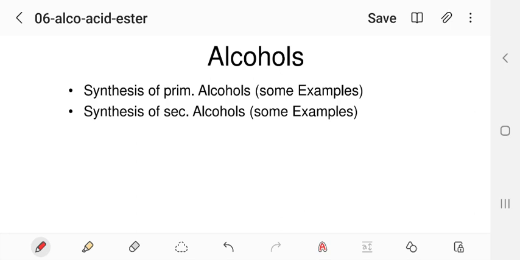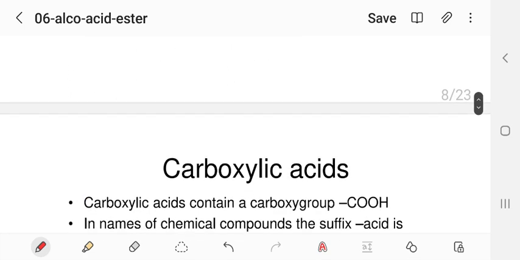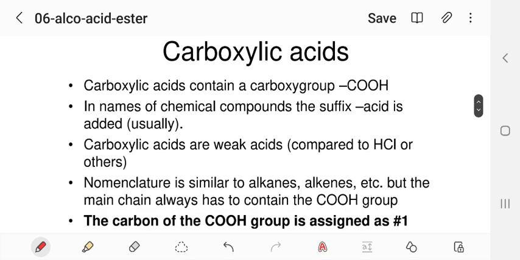And these primary and secondary alcohols can create different compounds. For example, they can lead to either an aldehyde or a ketone, and from this we can get carboxylic acid, but that is all going to be discussed in the next chapter. So let's continue with the carboxylic acid.